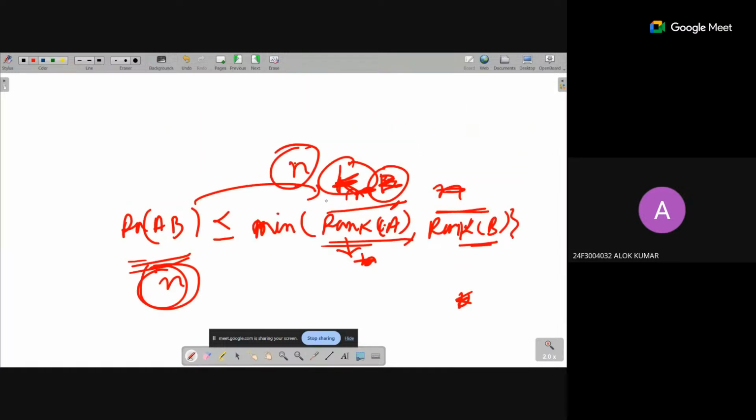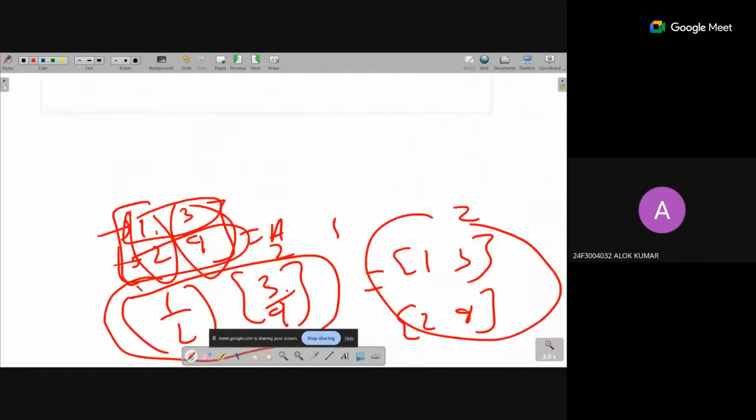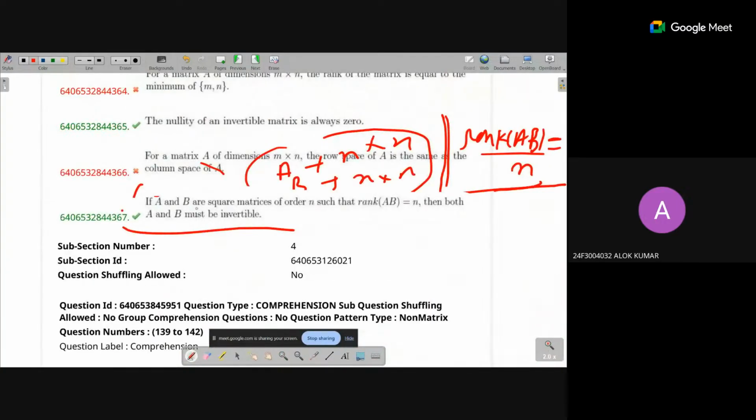The maximum rank that it can take is n, and the rank of AB already has n as its rank. Then the minimum of this and this is n. Then it means that this is also n. So the rank of A is also n, and the rank of B is also n. So it is basically an invertible matrix.